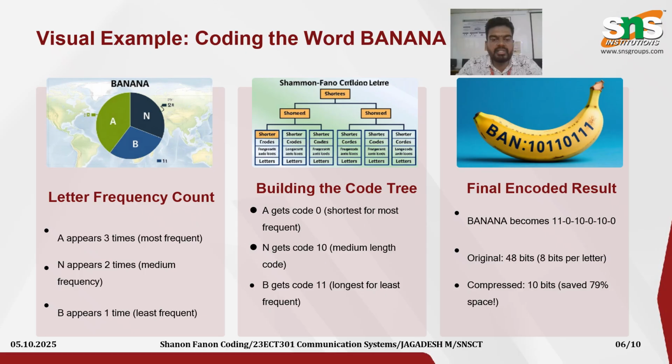And some visual examples, real world examples of coding the word banana. For banana, we use the letter frequency count. A appears 3 times, N appears 2 times, and B appears 1 time. Since A appears 3 times, it is the most frequent one. N appears 2 times, a medium frequency, and B appears 1 time, the least frequent. Building the code tree and the final encoded results are shown in this slide, so we can easily understand the visual example for Shannon-Fano coding.